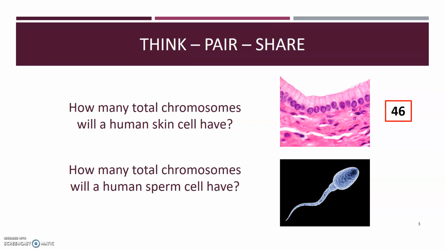A human skin cell is a normal body cell, or a somatic cell. Right? So it has 23 chromosomes in pairs, or 46 total chromosomes. Whereas a sperm cell is a sex cell, or gamete, and it has half of that number, only 1 copy of each chromosome, because it's a haploid cell, and so it has 23.